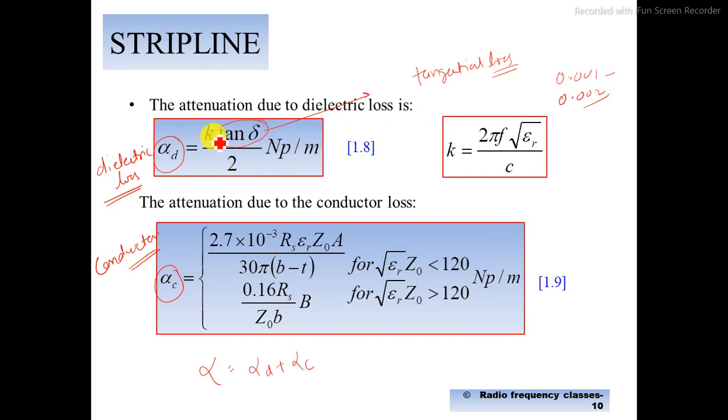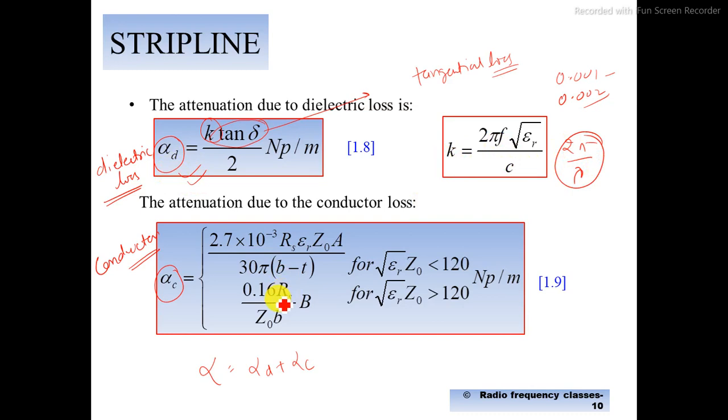And when it is defined, we need to calculate only the wave number. And the wave number, as I told previously also, is 2 pi f under root epsilon r by c. If epsilon r is 1, it is nothing but 2 pi f divided by c, or it is also defined as 2 pi by lambda if you know the wavelength of the signal from the frequency. So if you know the wave number, directly we can calculate the alpha d.